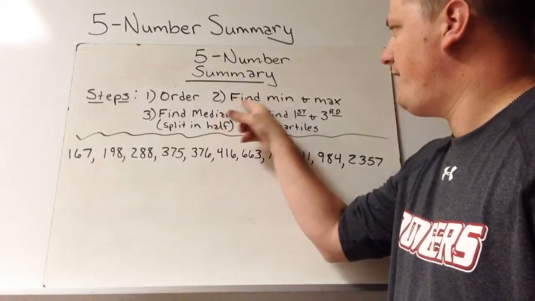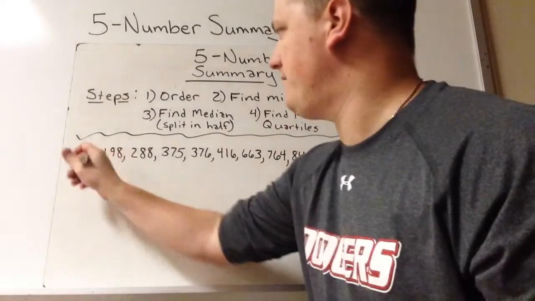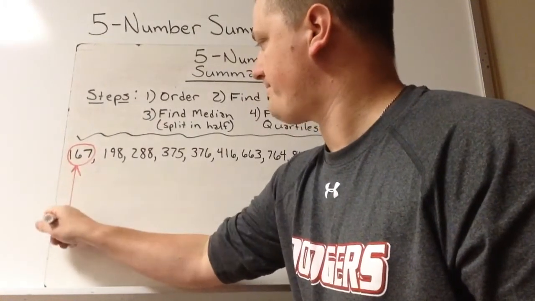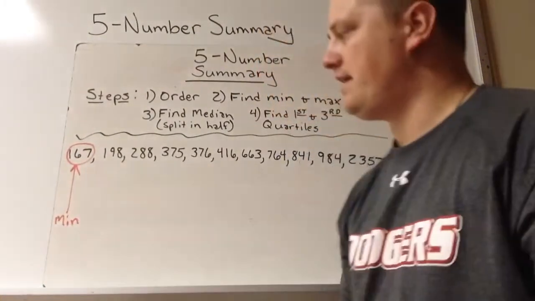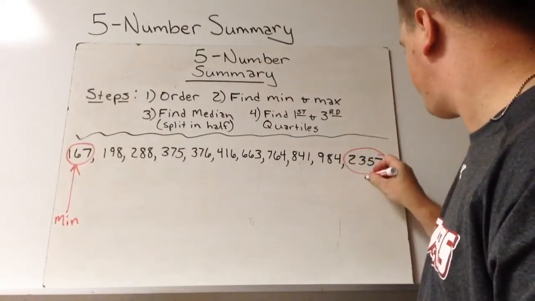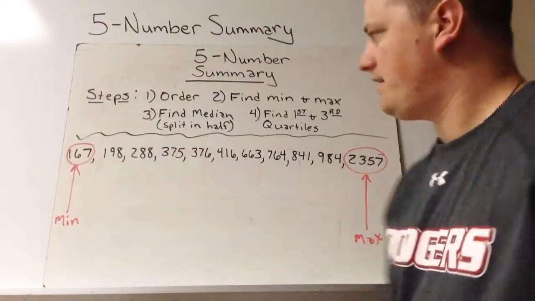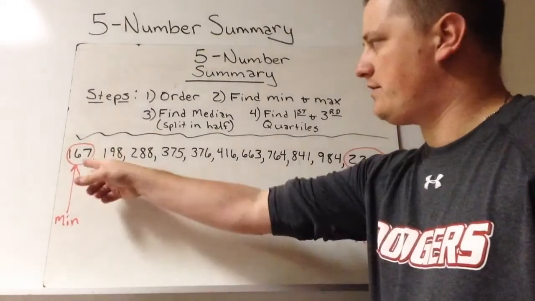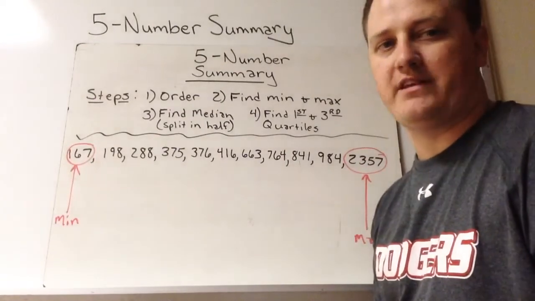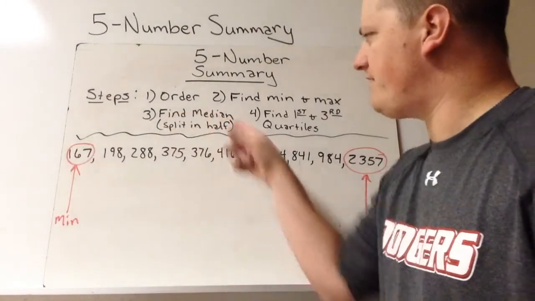First thing we should do, find the minimum and maximum. That's easy. The small number is your min. And your big number is your max. So we have a minimum of 167 and a maximum of 2,357. Okay, next step is to find the median.